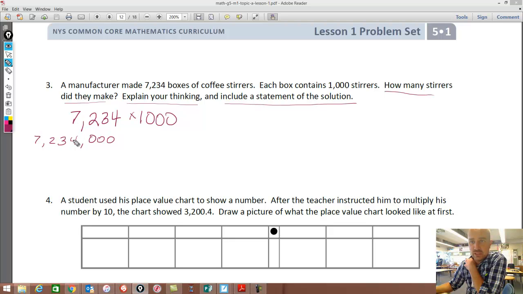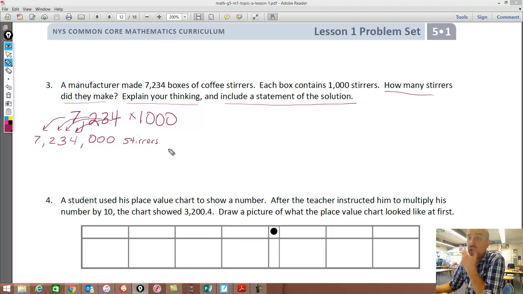We moved it over 1, 2, 3 places. My 200 just got multiplied by 1,000, so it's now 200,000. My 30 got multiplied by 1,000, so now it's 30,000. My 4 got multiplied by 1,000, so now instead of 4, it's 4,000. Everything got moved over. So to explain my thinking, the total would be 7,234,000 stirrers.